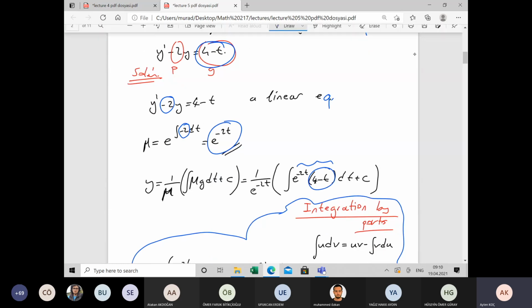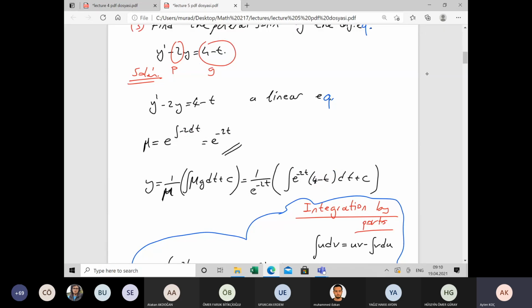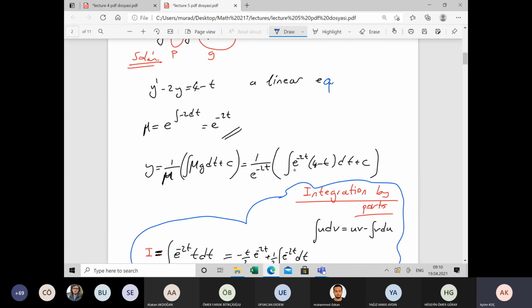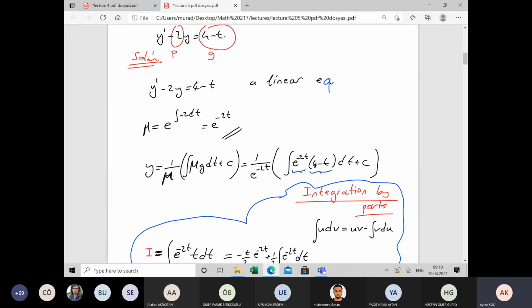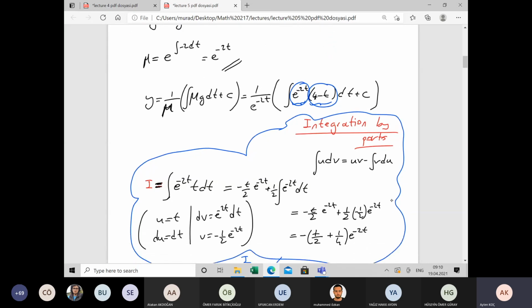You have to take the integral of this one. From calculus, this is e to the minus 2t times a polynomial, a product of a polynomial and an exponential function, so you have to use integration by parts. What's integration by parts? The integral of u dv is u times v minus the integral of v du.